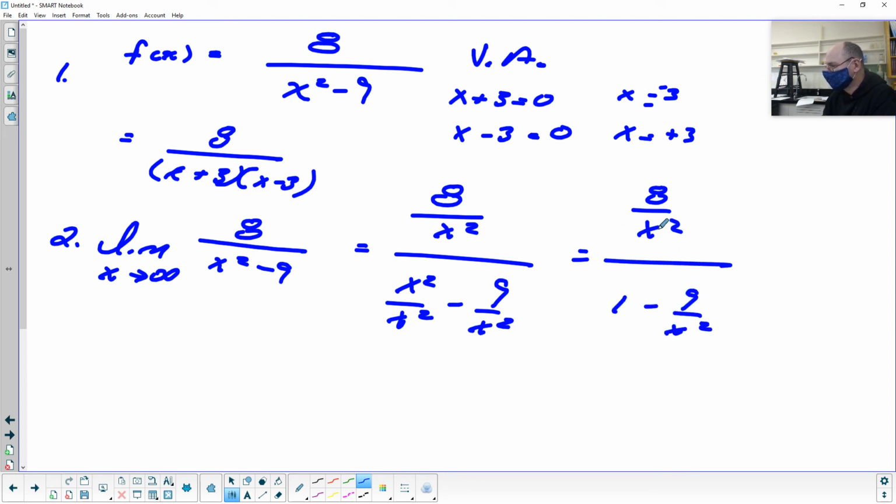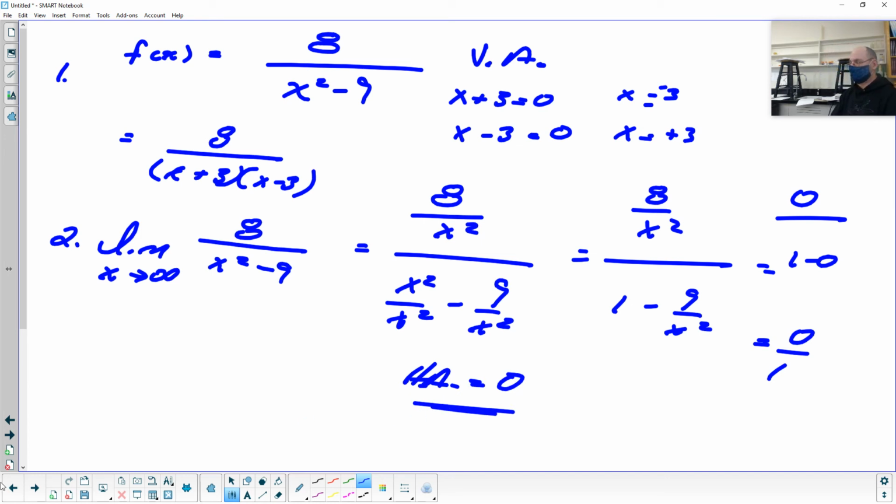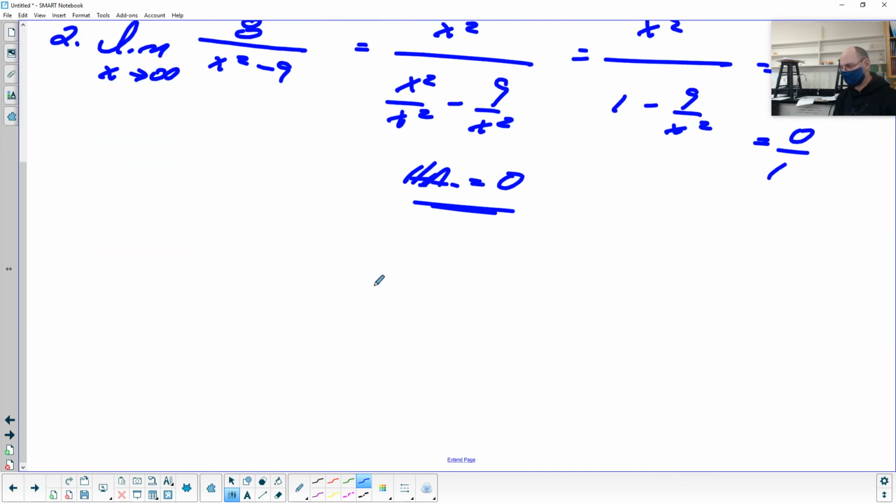Now when something approaches infinity with a variable on the bottom, if you think of it, 8 over 8 billion would be a very, very small number, close to 0. So this becomes a 0, and this becomes a 0. So this is 0 over 1 minus 0, so it equals 0 over 1. So your horizontal asymptote is at 0. Now that you've got your horizontal and vertical asymptotes, you would look at the top. If there was a variable at the top you could find where the x-intercept is, but there's no variable, so there's no x-intercept. So we're going to draw the graph.